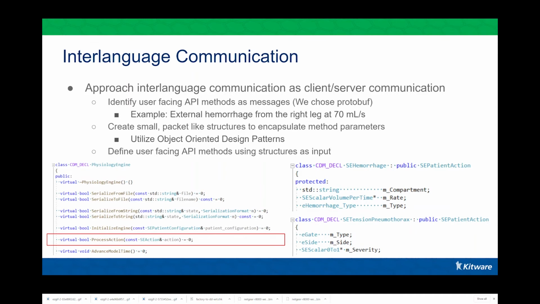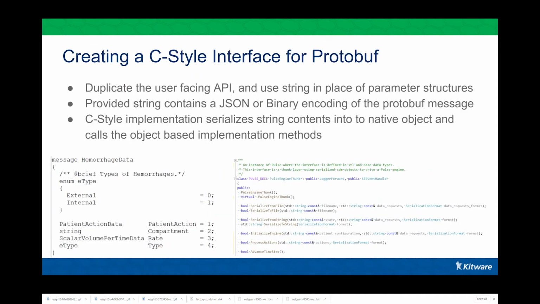So once we have that C-style interface, we can basically copy it and create a string-based API. So instead of passing structures, we're passing strings. And since our structure system is backed by Protobuf, we can easily create JSON and binary strings utilizing that Protobuf library to pass back and forth between languages.